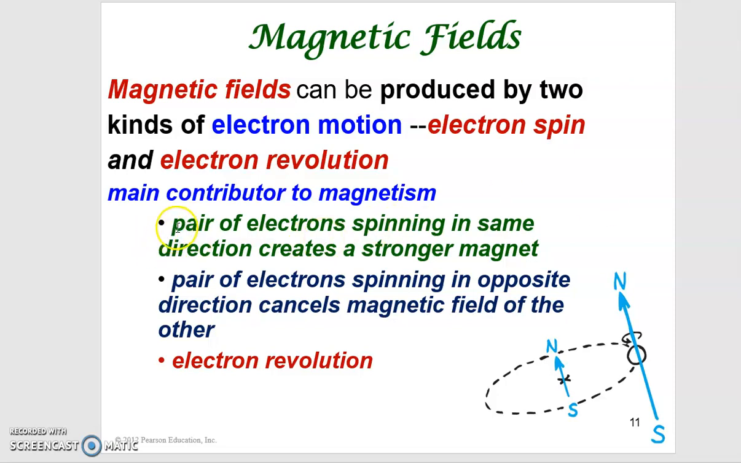For example, if you have a pair of electrons spinning in the same direction, both spinning in the same direction, then this kind of material has a stronger magnetic field. However, if you have a pair of electrons spinning in opposite directions, so this one is spinning counterclockwise and this one is clockwise, then the magnetic field for this pair of electrons is weaker. So that is how the magnetic field is produced. It is based on the property of the materials.